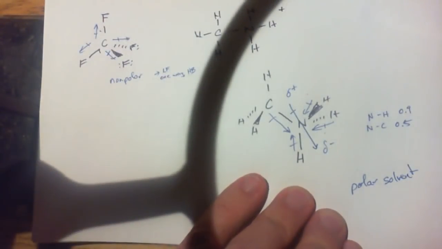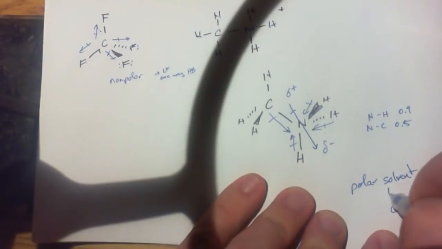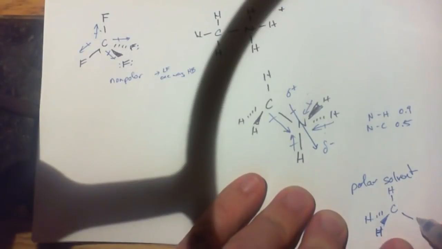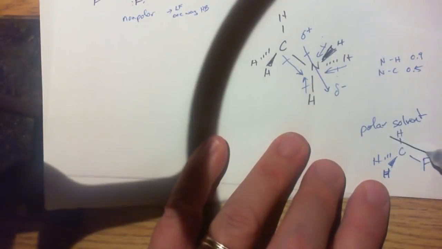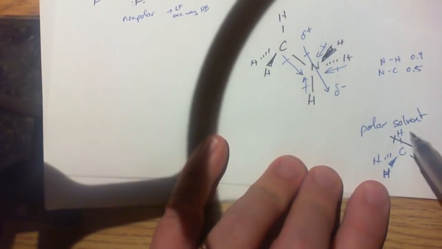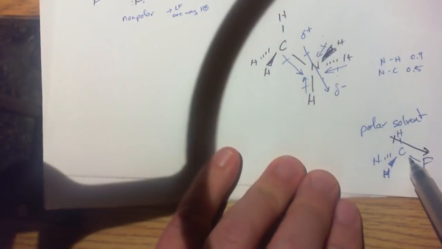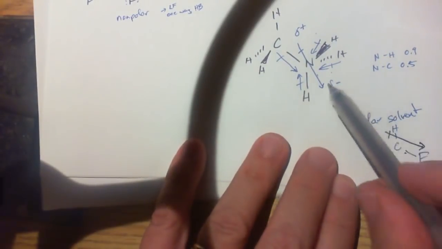Okay, and so if I wanted to now dissolve it in, say, my solvent here, fluoromethane, this is a polar solvent as well. This is a polar molecule as well. So this will dissolve into that because they're both polar.